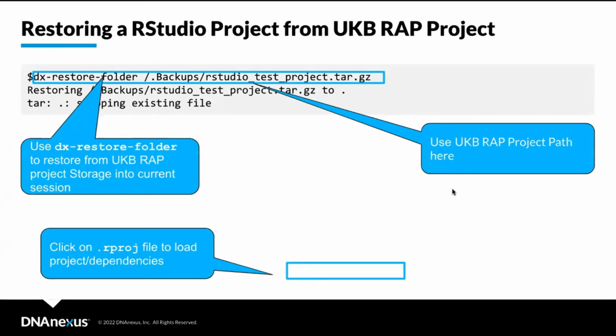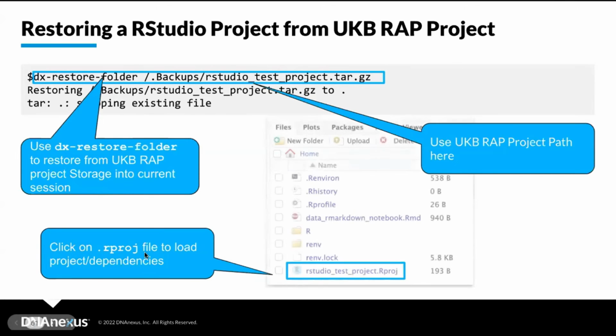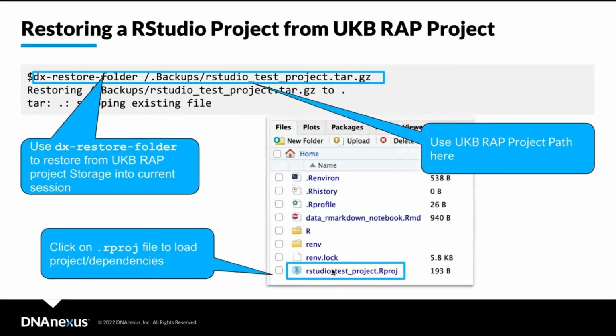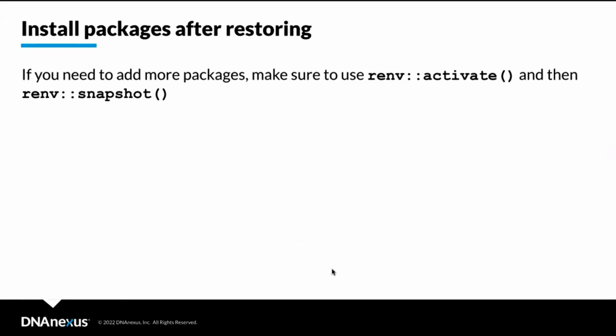So let's talk again about restoring an RStudio project. We'll do this with dx restore folder, and we have given the full path. Actually, I need to add that -d here. When these slides go out, I'll fix that. This basically unzips that folder into your current session, and when you click on the rproj file, you'll load the project and all of your dependencies.